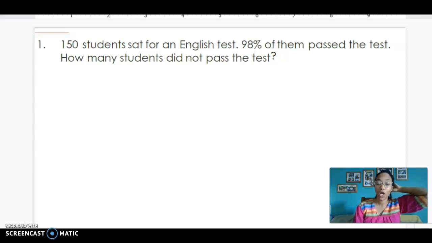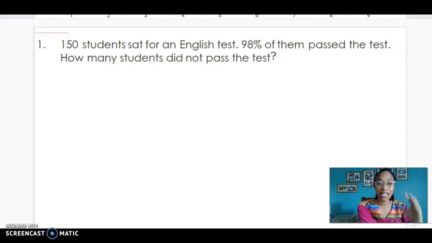Similar to last time, we can find the number of students who passed the test and subtract that from the total, or we can find the percent of students that did not pass the test and use percent of a quantity to figure out how many students that actually was. Either way, we need to do 2 steps. So I'll show you one method and then explain the other method.